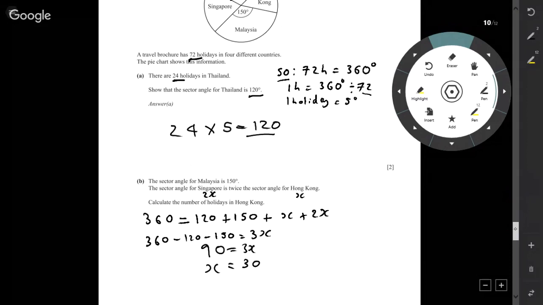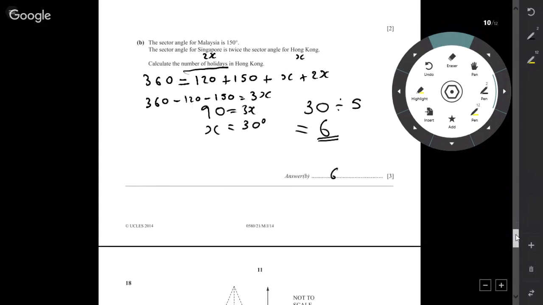But that's not what we're looking for. That is in degrees. We're looking for it in the number of holidays. So all we do there is we know that 1 degree is 5 holidays. So we're just going to simply do 30 divided by 5. And that equals 6 holidays. And that is the number of holidays in Hong Kong. 6.